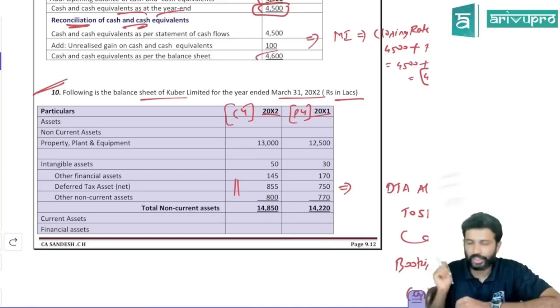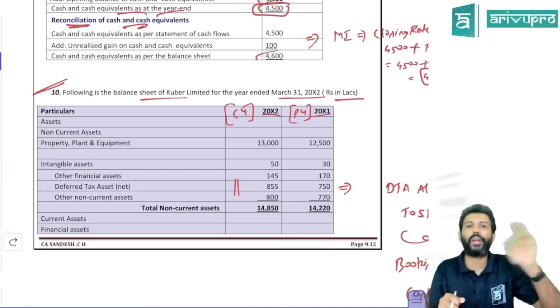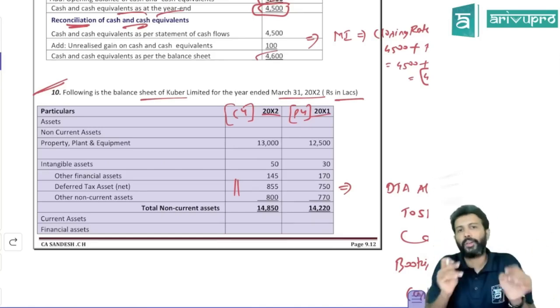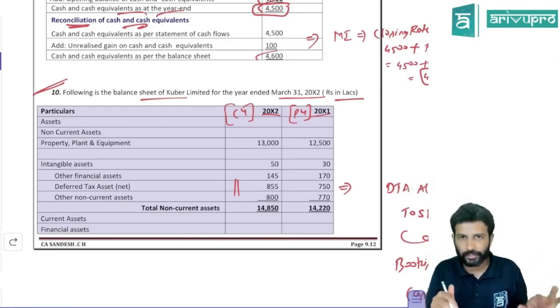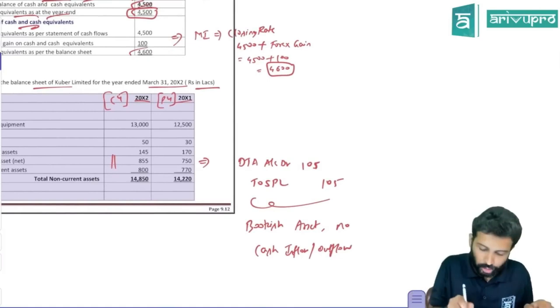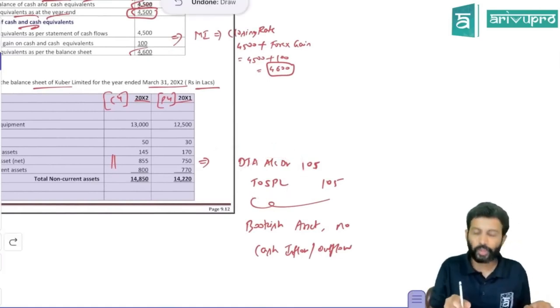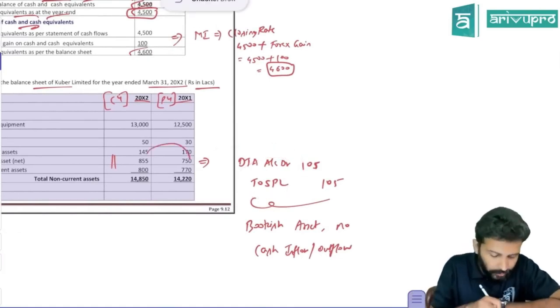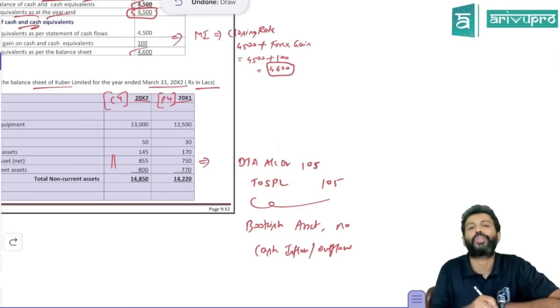We'll probably read the adjustment and figure out whether it is related to OCI or SPL. If they don't say anything, we'll always assume that it is an SPL related DTA. So in this case, they've not given any information, so in the interest of time, I'm telling you, you'll pass the journal entry DTA account debit to SPL account. How much has it increased? 750 to 855. So the increase amount is 105.